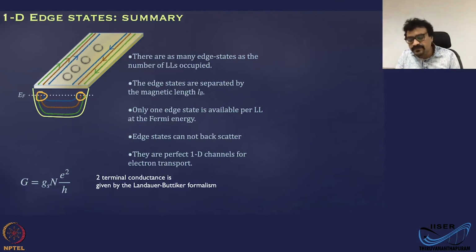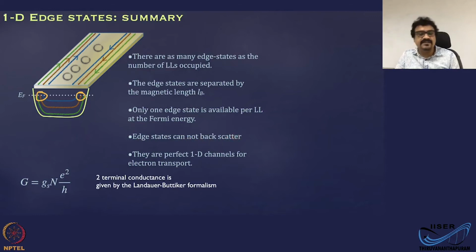Now, the edge states are separated by the magnetic length LB, and only one edge state is available per Landau level at the Fermi energy. On each edge, this edge has one state per Landau level, and this edge also has one state per Landau level. But along this edge the state is going in one direction, and along this edge it is coming in the other direction.